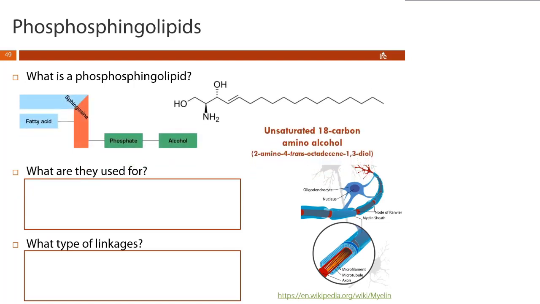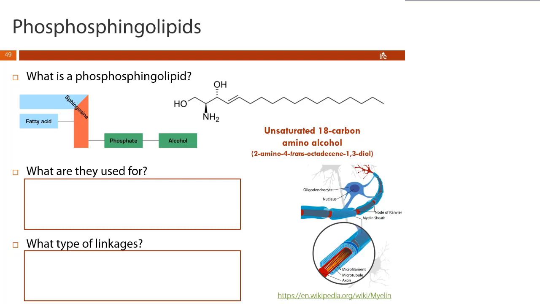Okay, so our next group of lipids are phosphosphingolipids. A phosphosphingolipid looks like this right here, where we have a sphingosine attached to a fatty acid, a phosphate, and an alcohol. So what is a sphingosine? A sphingosine is this molecule right here. This is 2-amino 4-trans octadecene 1,3-diol. It's a mouthful. So this is an unsaturated 18-carbon amino alcohol.